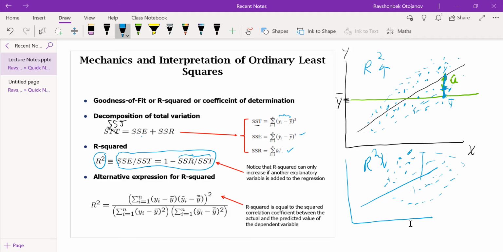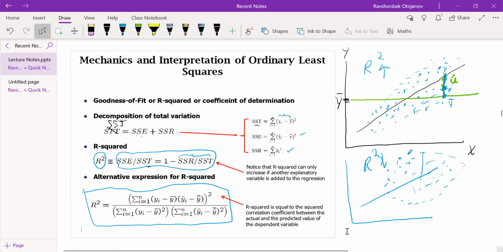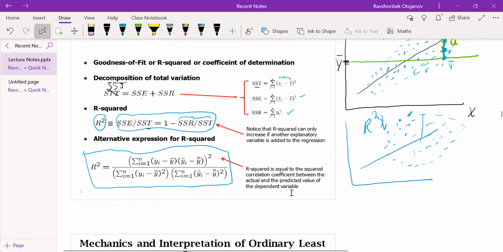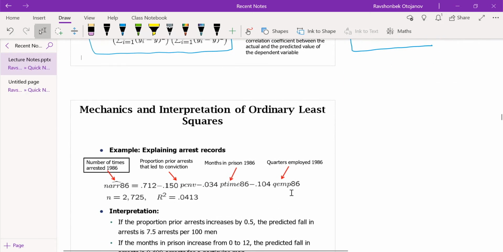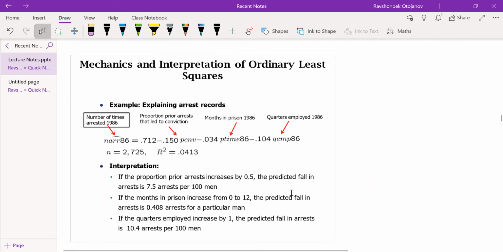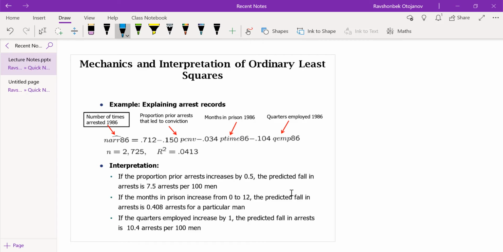So an alternative expression is given using this complex formula, but that's actually simple. Again, notice this, it's just the correlation, covariances between variables. So we'll skip that. Usually in practice for empirical studies we would use adjusted R squared in multiple linear regression instead of R squared. Now mechanical interpretation further with an example here. So here is an example explaining arrest records.